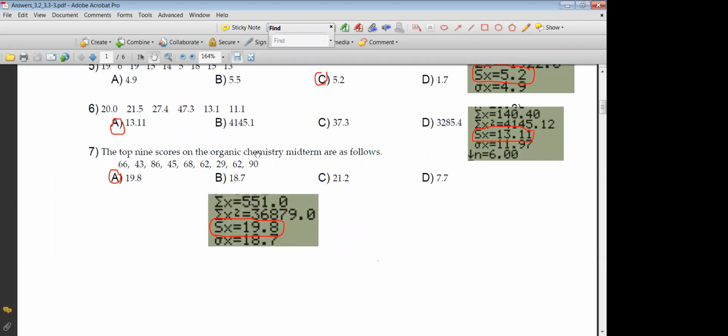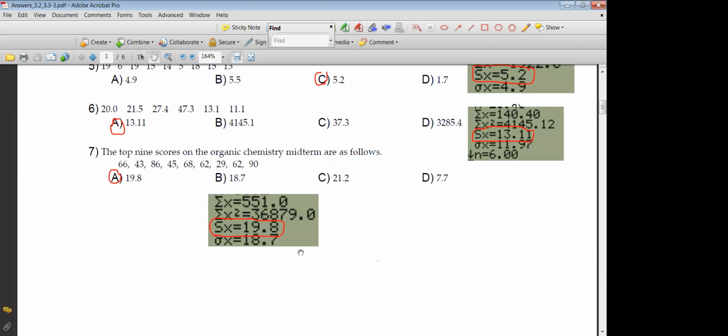And the same thing: you've got 9 scores here, put them into a list. I would say list 1 because that's easy enough. Go to stat, calculate, one variable stat. S of X was 13.1. This one here is 19.8. It'll be spot on, ladies and gentlemen. There won't be any discrepancies.